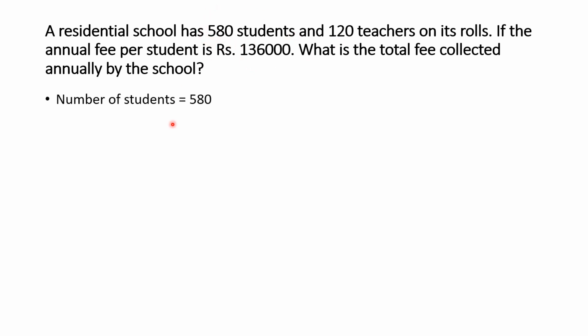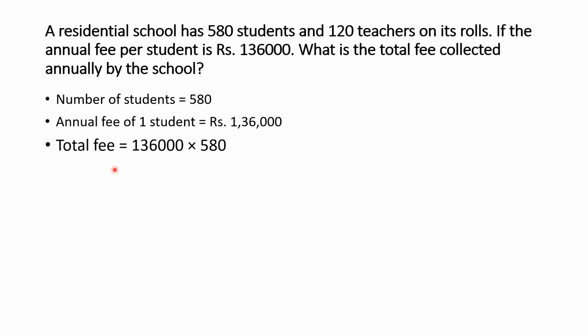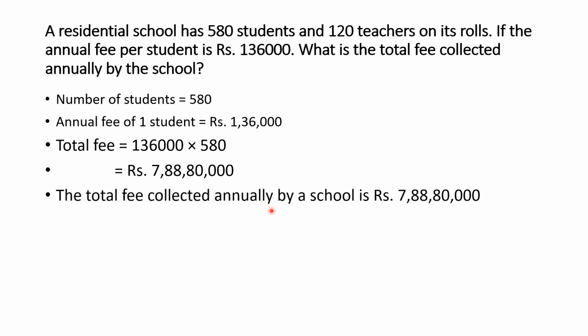But you have to think only about this number. Number of students equals 580, and the annual fee per student, which means the fee of one student, is rupees 1,36,000, and we have to calculate the total fee. It means the fee of 580 students, so we have to multiply by 580. The total fee equals 1,36,000 multiplied by 580, which is rupees 7 crore 88 lakh 80,000. It means the total fee collected annually by the school is rupees 7 crore 88 lakh 80,000.